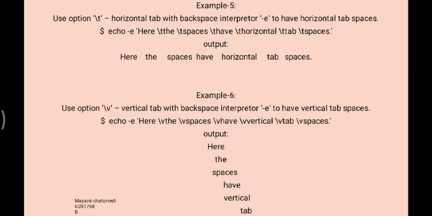Example 5: here we will use backslash t, that is a horizontal tab, with the backslash interpreter -e to have horizontal tab spaces. So here there will be horizontal tab spaces between the words of the sentence rather than the normal spaces. Similarly, in example 6, we will use backslash v, the vertical tab, with the interpreter -e. Here we will get vertical tab spaces between the words rather than the normal spaces.